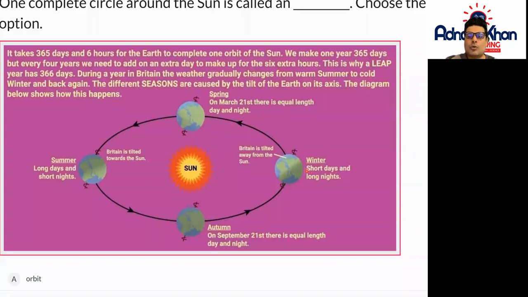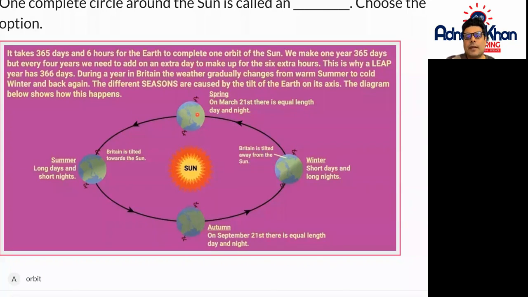When we move towards the autumn, on September the 21st, there is an equal length day and night, which means that the tilt is slightly moving towards the sun, and the days and the nights are becoming balanced in terms of their length.